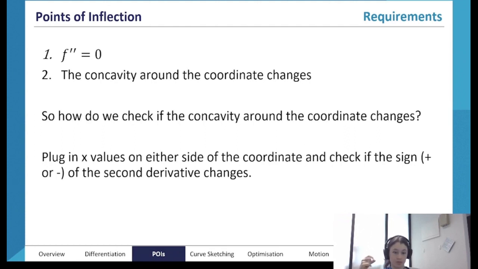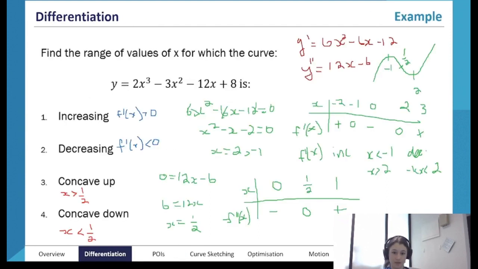So, we've already gone through how to find when the second derivative is 0. The real question here is, how do we check if the concavity around the coordinate changes? What we need to do is plug in the x values on either side of that coordinate, similarly to what we did in the last example, and check if the sign, the positive or negative sign, of the second derivative changes. So, in our last example, the sign around the point of inflection changed. On one side it was negative, then 0, and on the other side it was positive. That means that it is a point of inflection because the concavity around the curve changes.